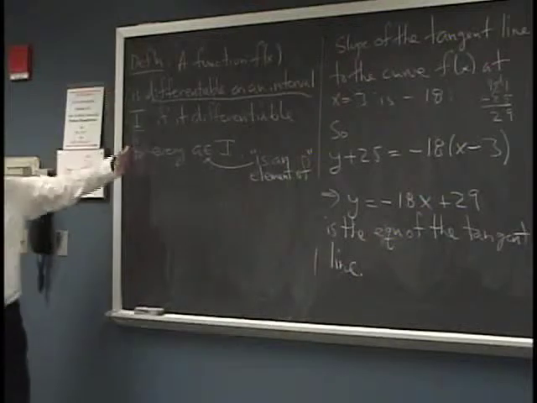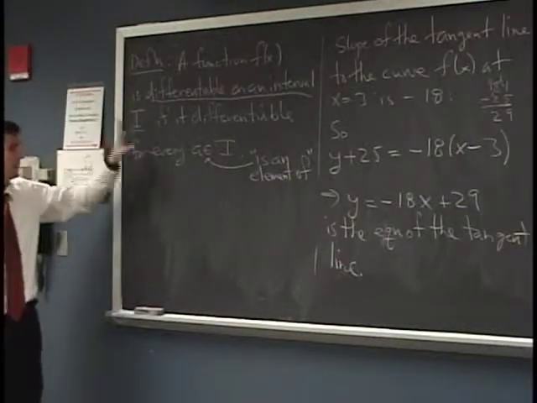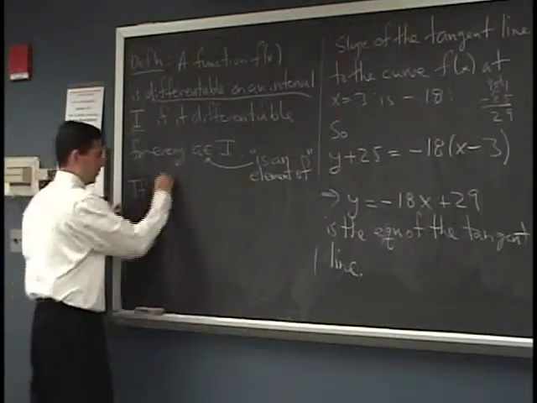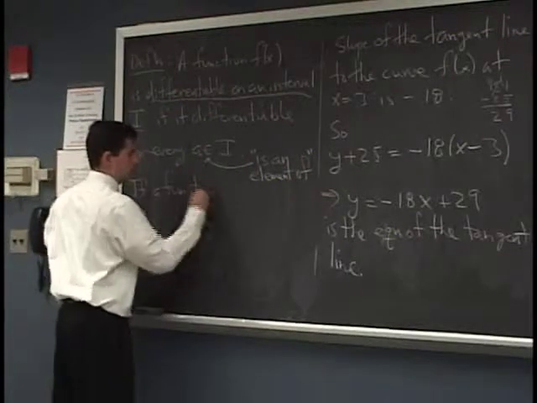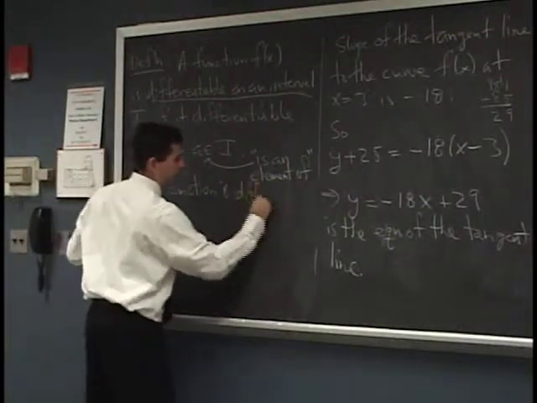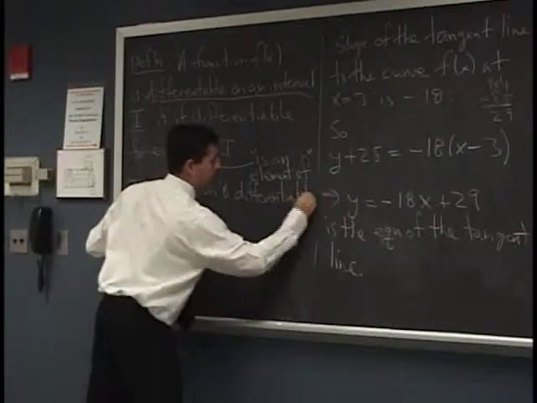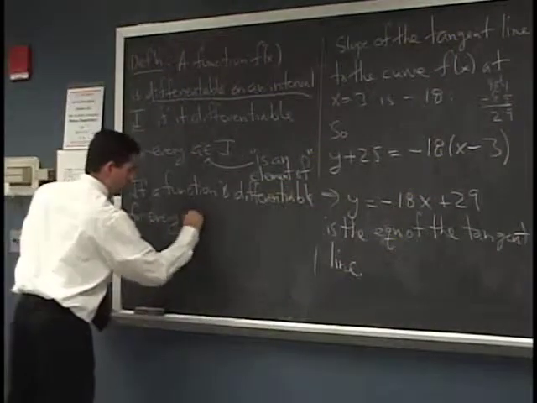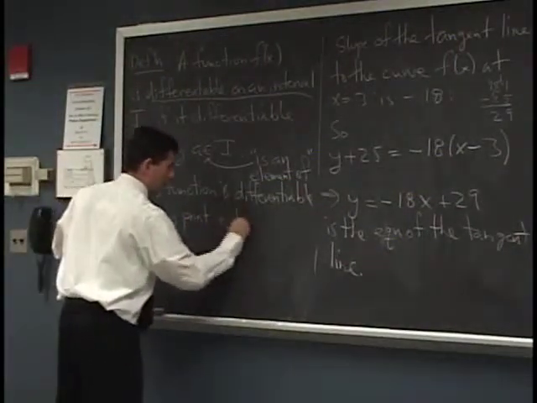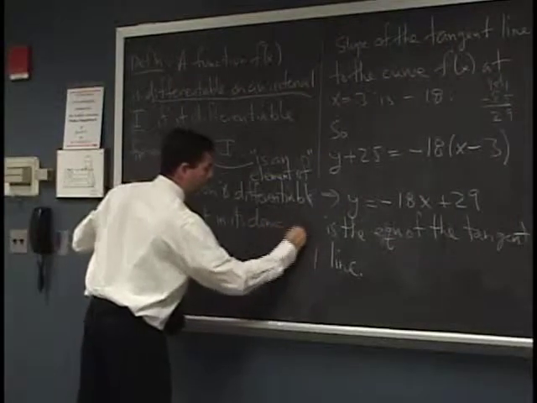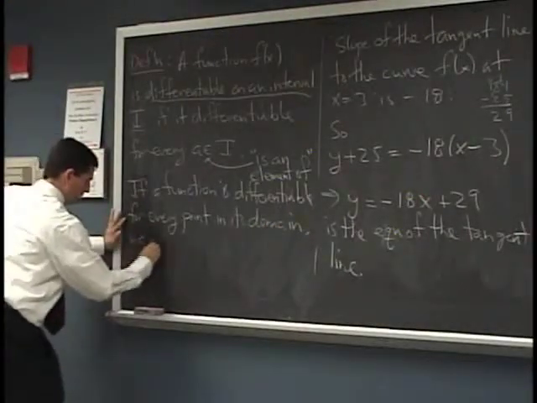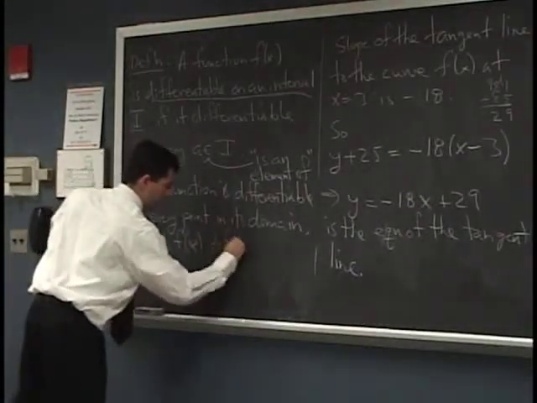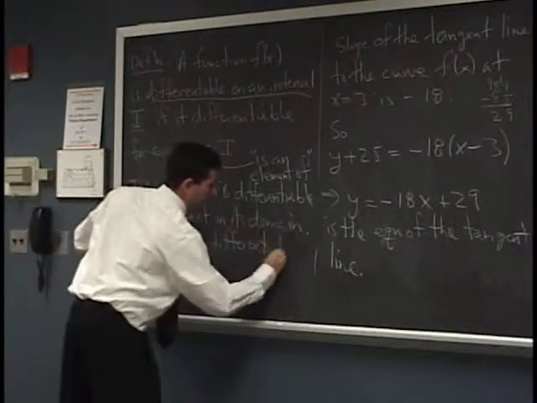So a function is differentiable on an interval if it's differentiable at every point in that interval. And if a function is differentiable for every point in its domain, we call f differentiable, or f of x differentiable. And we just don't put any qualifier on the end.